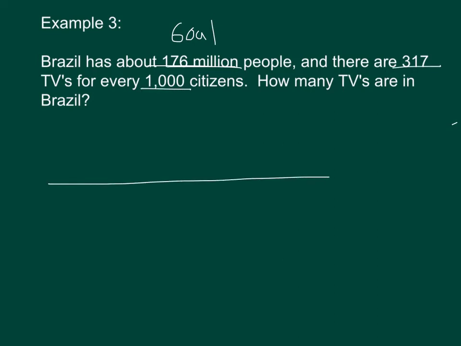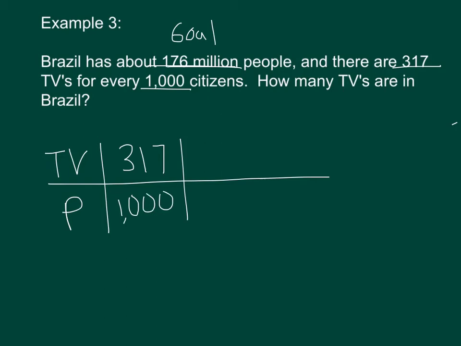So I'm going to set up my ratio table. The order doesn't really matter. I can do TVs on top, people on the bottom. It doesn't make a difference. So I'm going to do 317 TVs matches up with 1,000 citizens. Citizens is just another name for people. So they're just saying people. I'm trying to get to this big, ugly number, 176 million people. So I'm going to put that down here at the end because that's my goal.